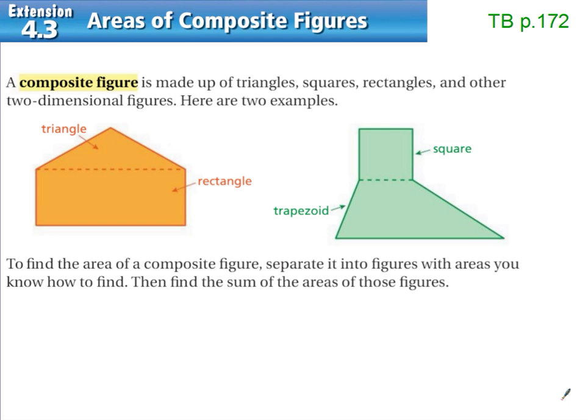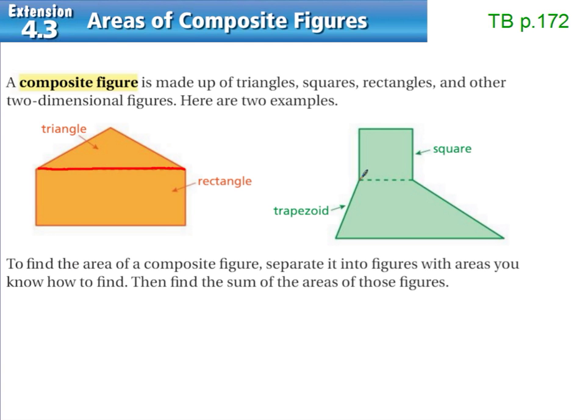On this page, we see a couple of examples. You'll notice that these shapes could be broken apart into two separate shapes that we can find the area of. The first one, if I draw a line across where the dotted line is, you'll notice we have a rectangle and a triangle. You already know how to find the areas of these two individual shapes, so you would calculate each one independently and add them together.